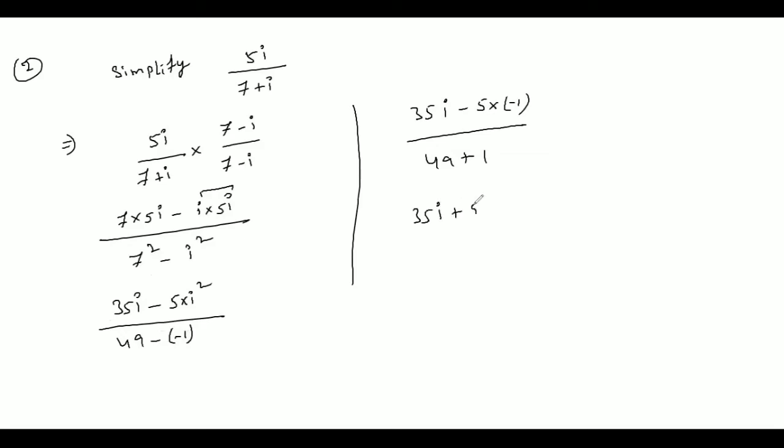35i plus 5 by 50. For getting this we have to write 5 by 50 as the real part, and for the imaginary part we have to take i into 35 by 50. Okay, if there is any cancelling we have to do that also. Here 5 ones are 5, 5 tens are 50, so 1 by 10 plus i into 5 sevens are 35, 5 tens are 50, so 7 by 10. So like that we have to solve if you get such questions.